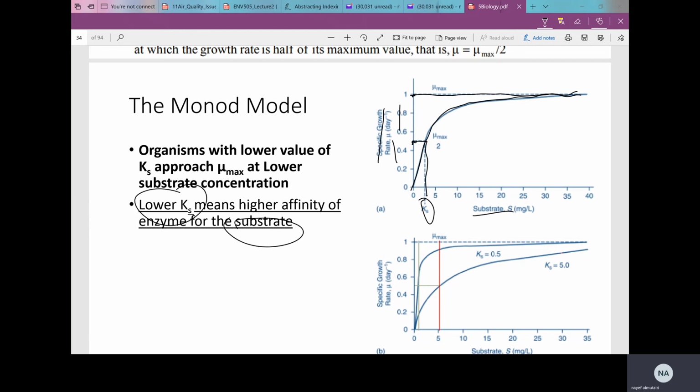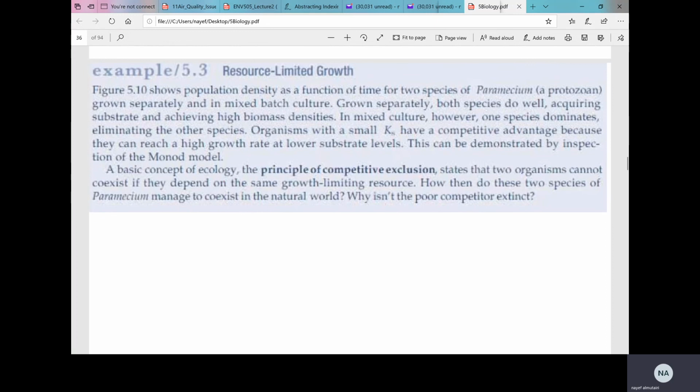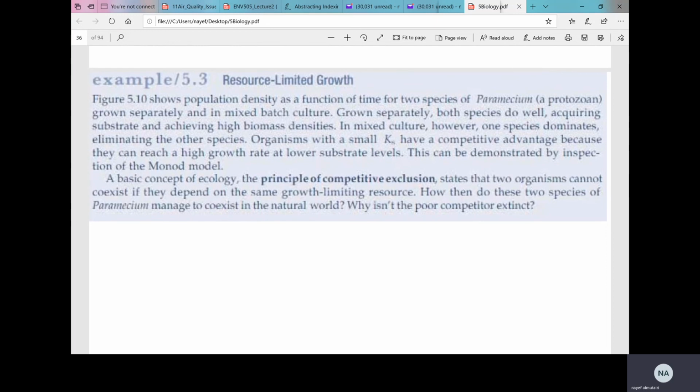So we always need a lower Ks. We don't want Ks high. If Ks is high, the microorganisms are not interested in the substrate, and that's not good. We need to make the Ks as low as possible. So the Monod equation, and then resource limited growth.